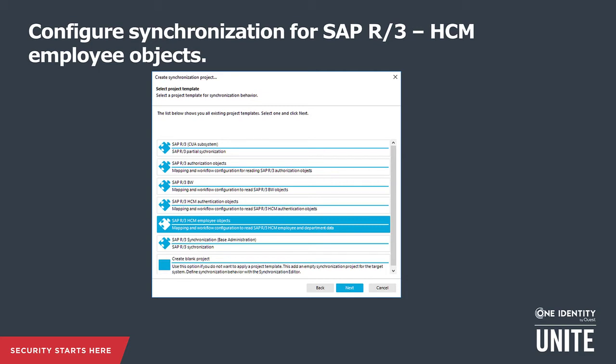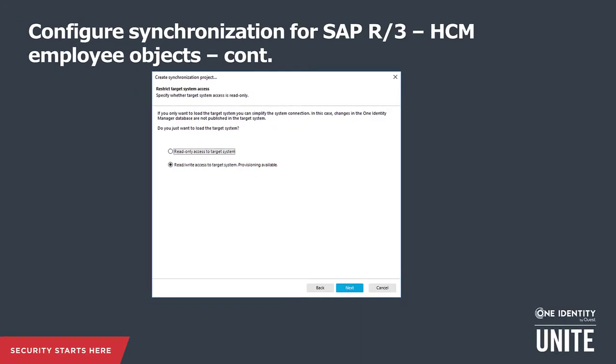This will create the synchronization template with the required schema objects and attributes and the mappings between these objects and attributes in SAP and One Identity Manager. If a write back of communications data is not required, the connection can be configured as read-only. In the case of a read-write configuration of the SAP HCM template, only the info type 105 communications data will be written back to the SAP HCM.